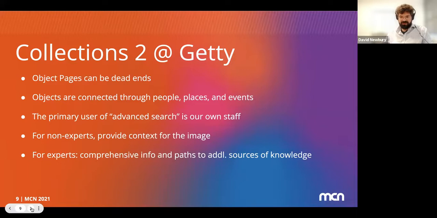One of the things we learned in the research we were doing on this is we have a really fancy advanced search, and the main user of that is our staff. Something like 90% of the searches that are done on our site are keyword searches. And the other major search is search by accession number, which is clearly a staff-driven thing or a publication thing.